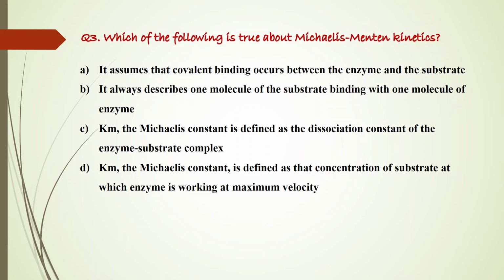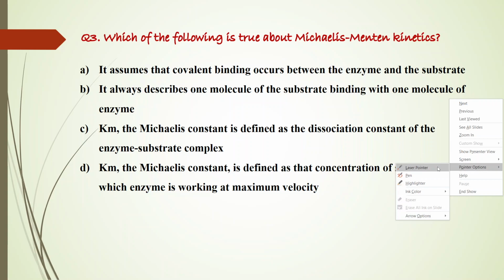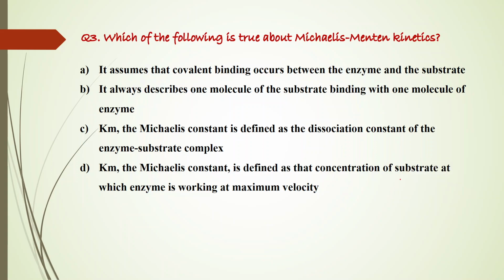It states: which of the following is true about Michaelis-Menten kinetics. In the last session we discussed in detail Michaelis-Menten kinetics and how to get all the equations for 3 different types of inhibition. Let us see which statements are true. The first statement is, it assumes that covalent binding occurs between the enzyme and the substrate.